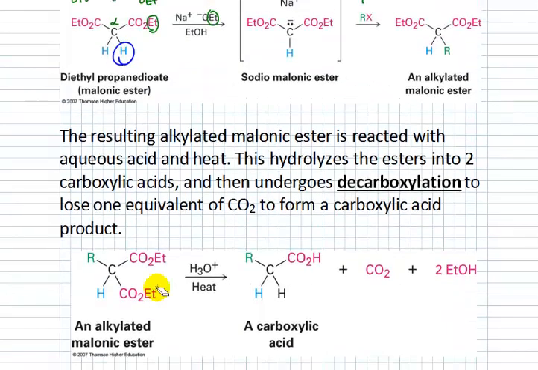Now, how do we get from here to a substituted acetic acid? Well, we have this alkylated malonic ester. It's just drawn a little bit differently here, so it's got these two CO2Et groups off to the side. What we do is react it with aqueous acid and heat. And remember, we draw heat with the triangle or the delta sign like that. What that's going to do is start by hydrolyzing the esters into two carboxylic acids. So that's an intermediate, right?